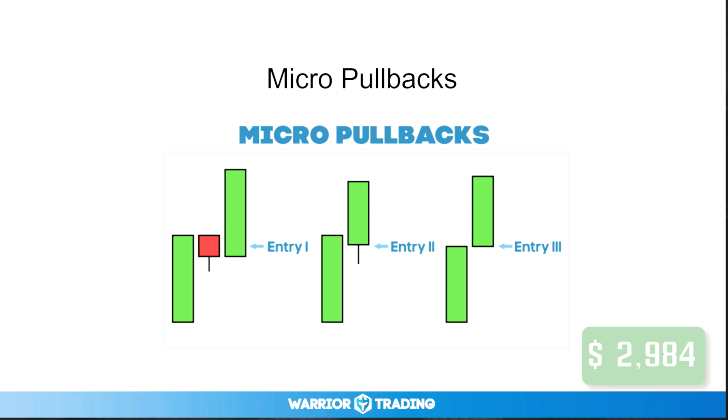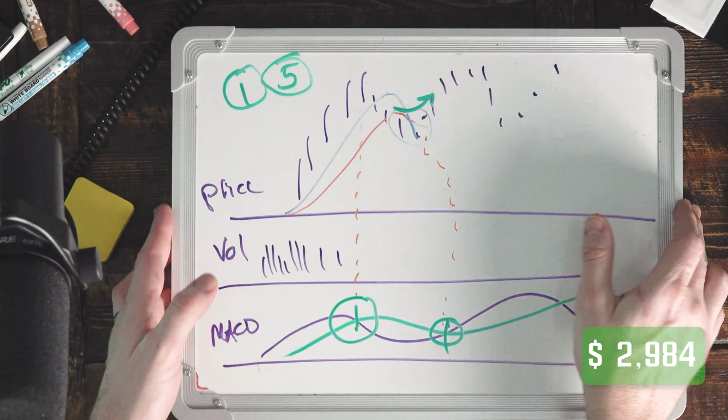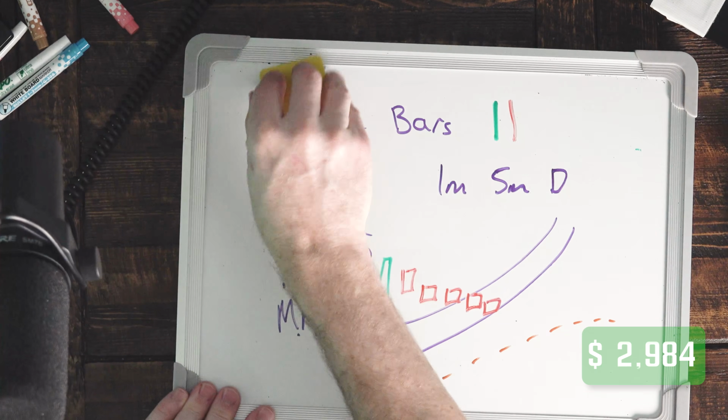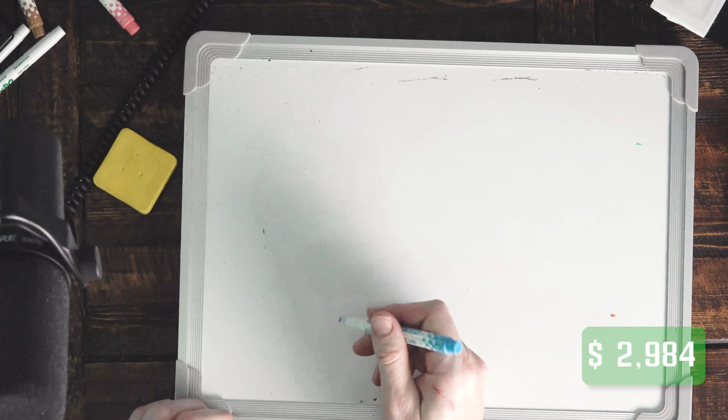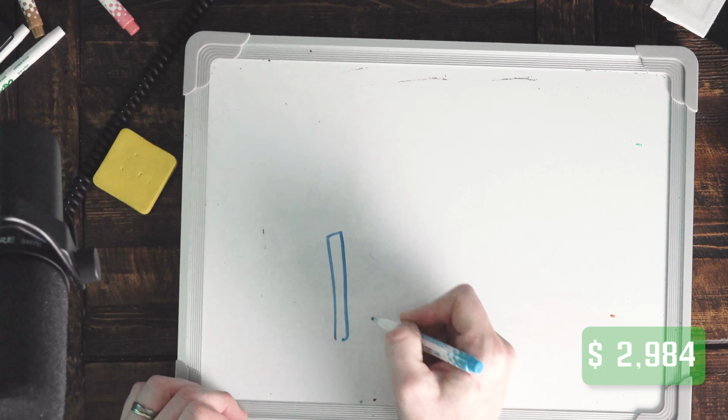All right, so now let me show you the micro pullback. So the micro pullback occurs when you get a quick move up and then just a brief pullback. You will visualize this actually better in the live trading recordings than really on a chart because it happens so quickly. So we get this quick move to the upside. I'll just erase this. We get the quick move to the upside right here like that. We'll just do it in blue, it's fine.